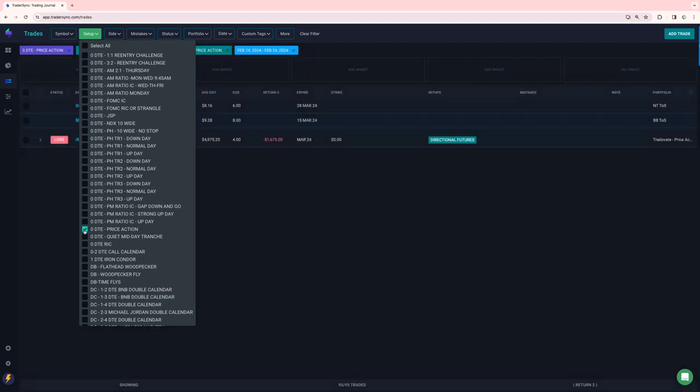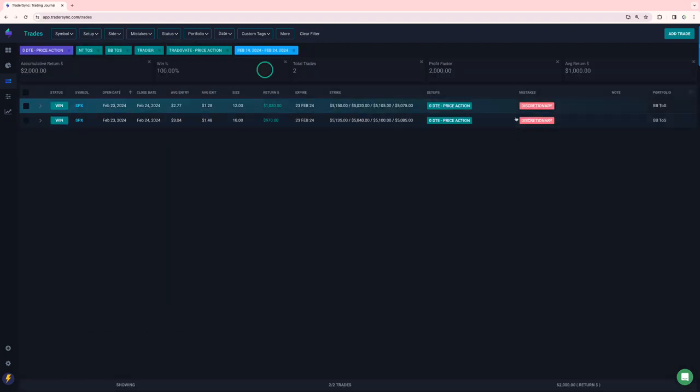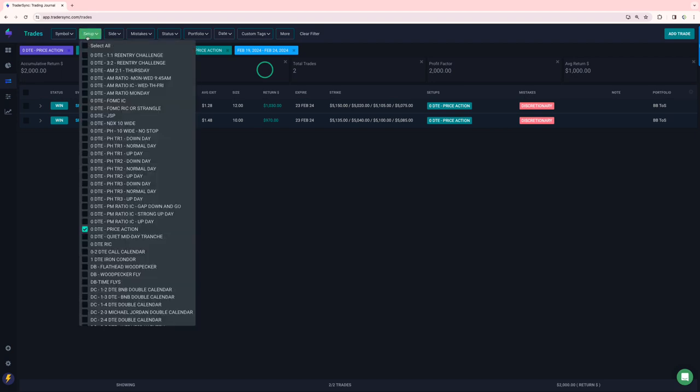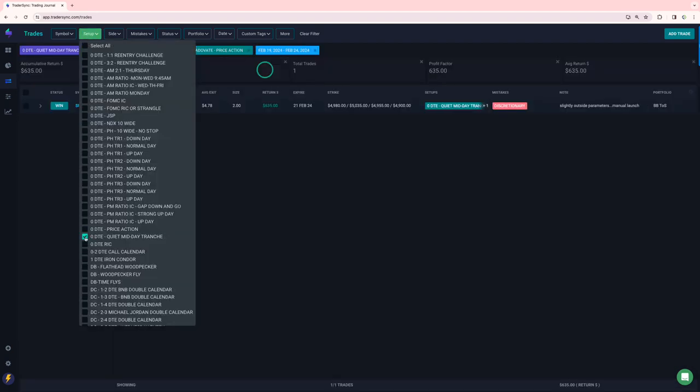0 DTE price action. These are basically discretionary. If my normal 0 DTE iron condors don't qualify, I'll do these on a discretionary basis, looking at price action. So a couple little winners there. Quiet midday tranche. This is a new one that I'm adding for my March plan. Just one of those, plus 635.